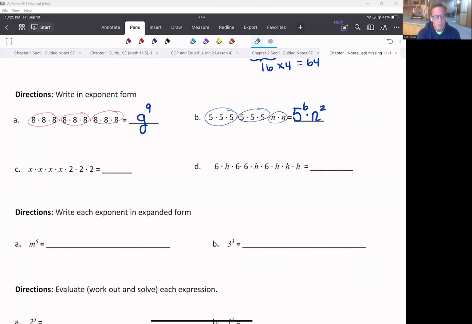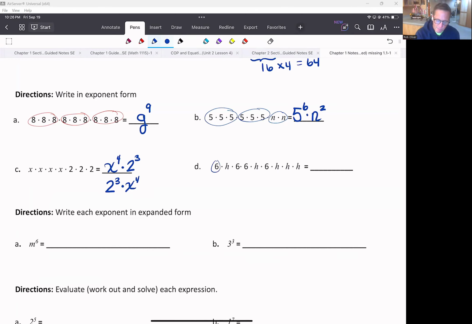For example C, we've got x to the 4th power, times 2 to the 3rd. A lot of times we put the variable term after the number, but you can write it like this. It doesn't really matter for this one, because this is just an exercise in writing it out as an exponent.